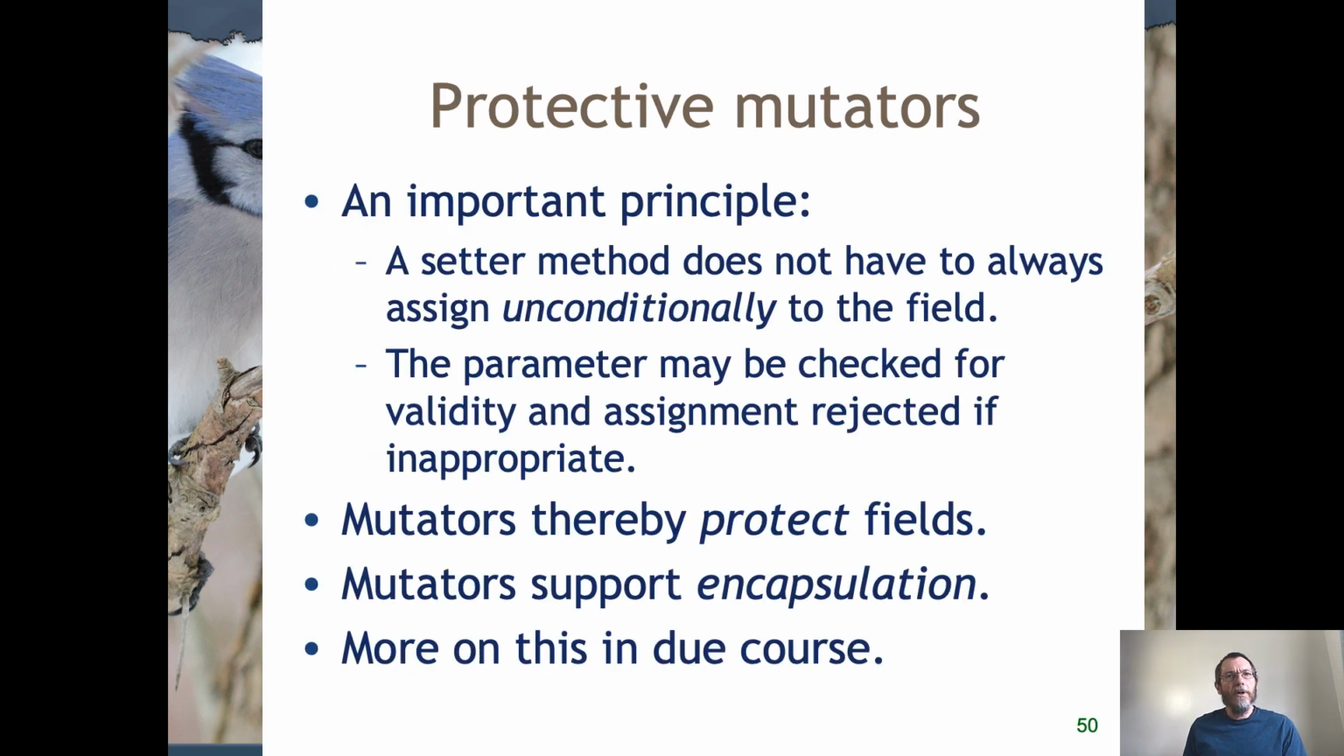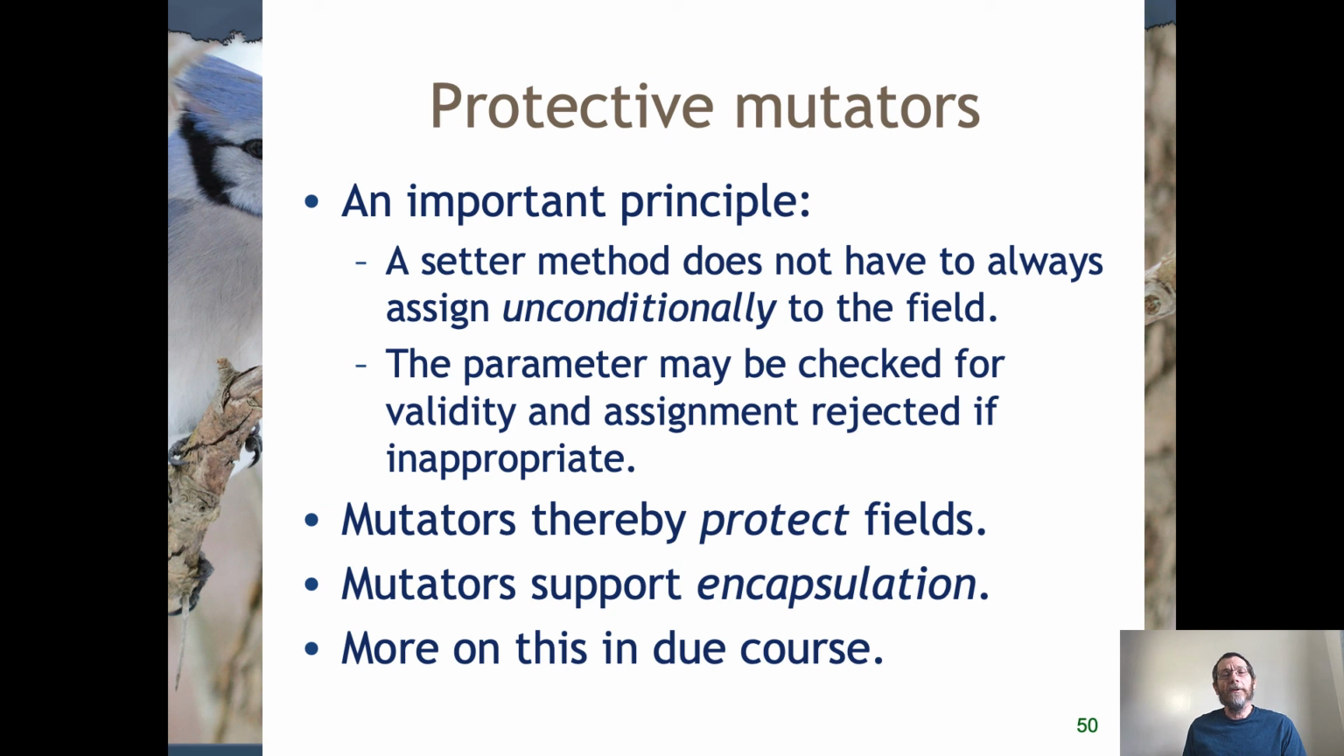Now there's an important principle about setter methods, and that is that a setter method doesn't have to unconditionally make an assignment to its field. In many cases, what we want is for the body of the method not simply to contain an assignment, but to check the value of the parameter coming in to see whether it is actually reasonable to make the assignment. So we often say that these setter and mutator methods protect the values of the fields that they're designed to change. And in this way, they support something called encapsulation, which we'll have more to say about in due course, and the way in which mutators can do that protection we'll say more about as well.